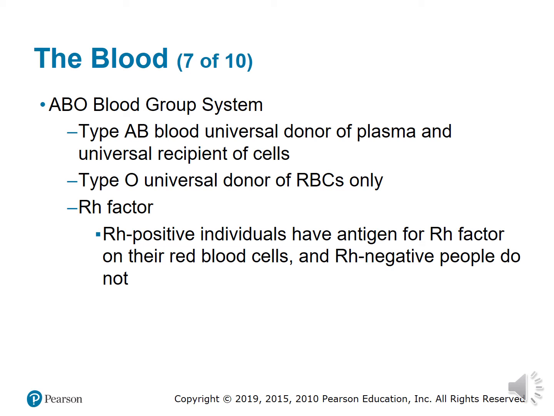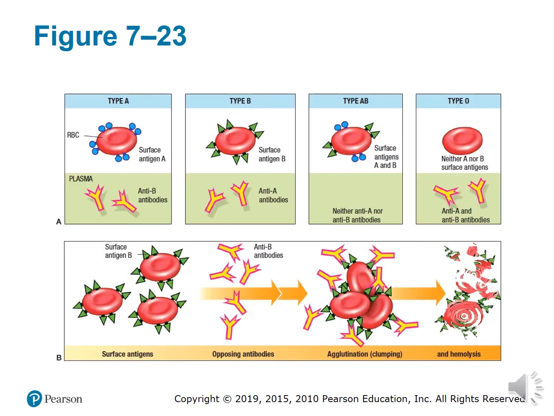Rh positive individuals have the antigen for Rh factor on their red blood cells, and Rh negative people do not. I just so happen to be O positive. All right, this is what the different blood types look like. Okay, you see A has the plasma antibodies that will react with foreign surface antigens.